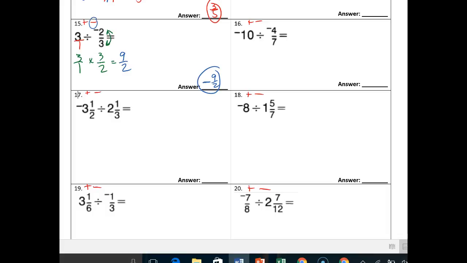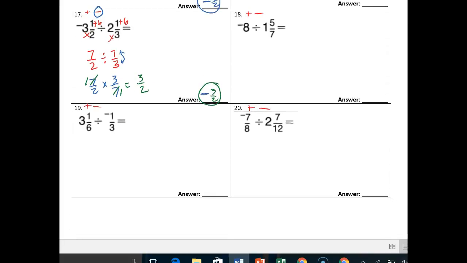So will my answer be positive or negative in number 17? It will be negative, so put a negative in your answer column right away. Go ahead and change mixed numbers into improper fractions. We get 7 over 2 still divided by 7 over 3. Now I want to flip, and I'll get 7 over 2 times 3 over 7. And now let's cross cancel. Becomes a 1, that becomes a 1. I get 3 over 2, so my answer is negative 3 over 2.